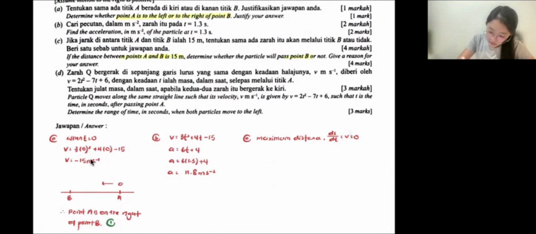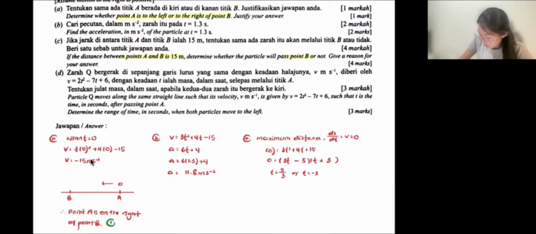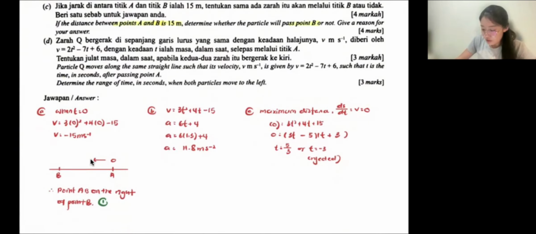All right, let's find this out first. So when v is 0, so 3t squared plus 4t plus 5. Factorize 3t, t, 5, 1. This is 15, not 5. 15. So 5 times 3, so positive 9 minus 5. So time is 5 over 3. And the other one is negative 3. Time cannot be negative, so reject. So we will focus on 5 over 3, to see whether it will pass B or not.